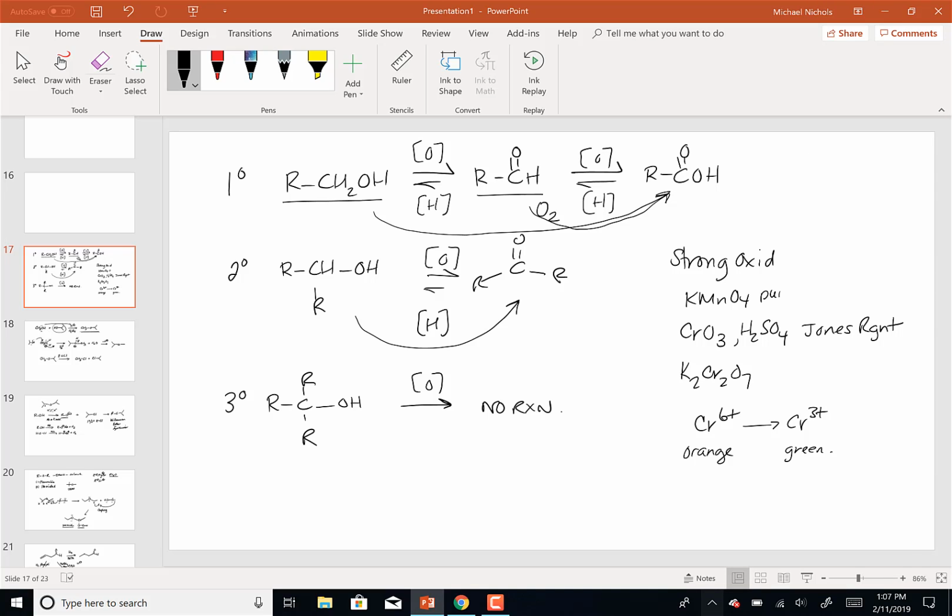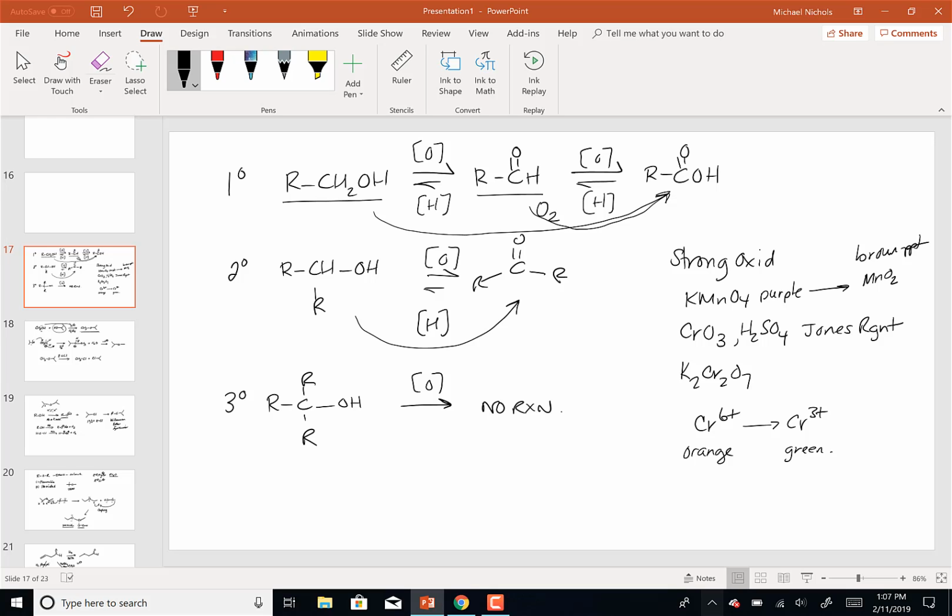Is purple. We're going to do this experiment in the lab in a couple weeks. And when it gets oxidized, it becomes MnO2, which is a brown precipitate. So we're going to see the purple color disappear and the brown precipitate form. So again, another potential test.